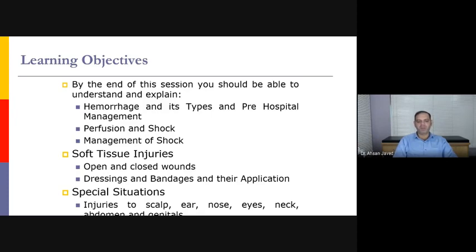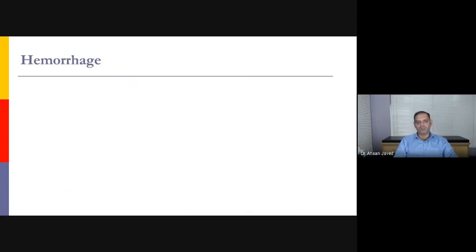Finally, special situations, injuries to the scalp, ear, nose, eyes, neck, abdomen, or genitals. These are special areas where if injuries occur, their management is slightly different from bandaging or dressing the other superficial areas. So we'll try to cover these topics in this session, or maybe we'll divide the lecture into two sessions. So first we try to understand what is hemorrhage.